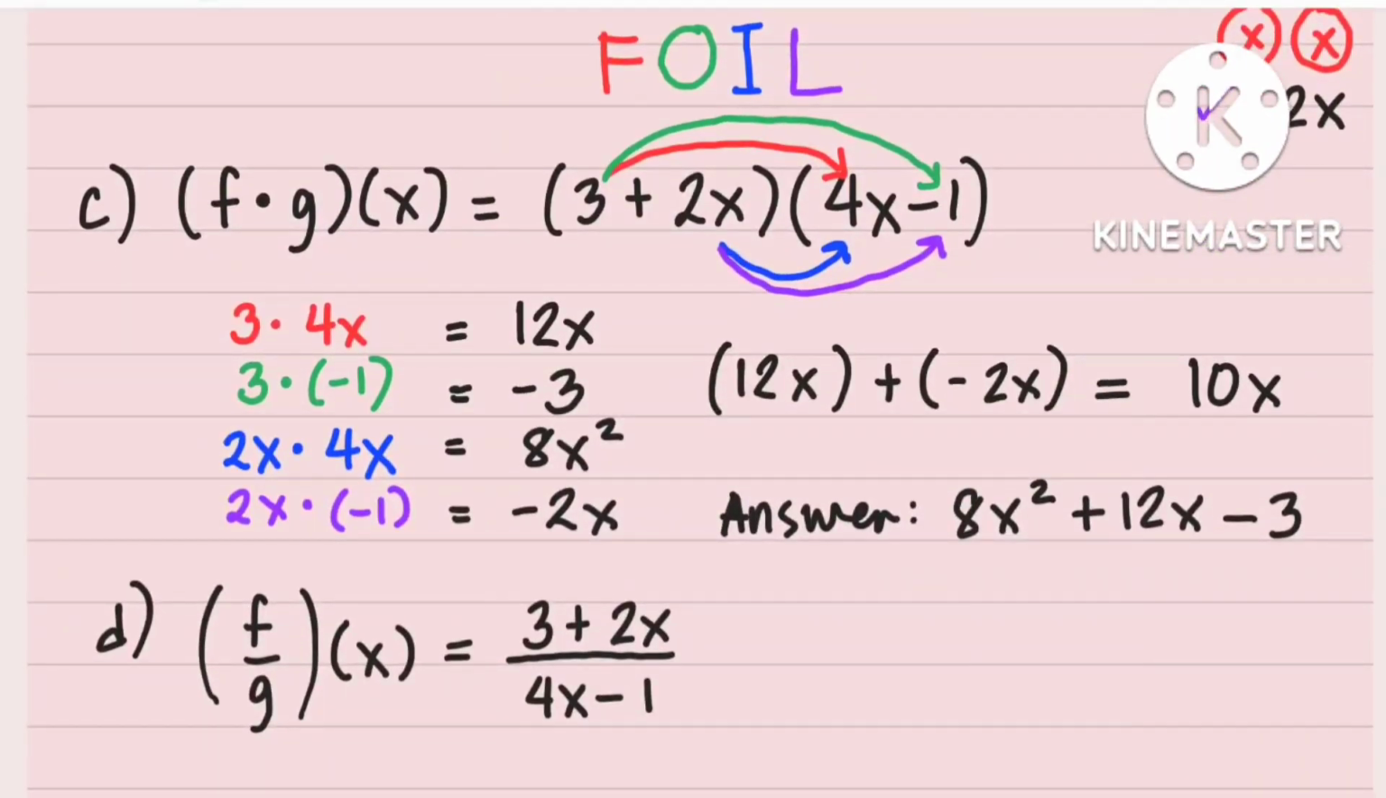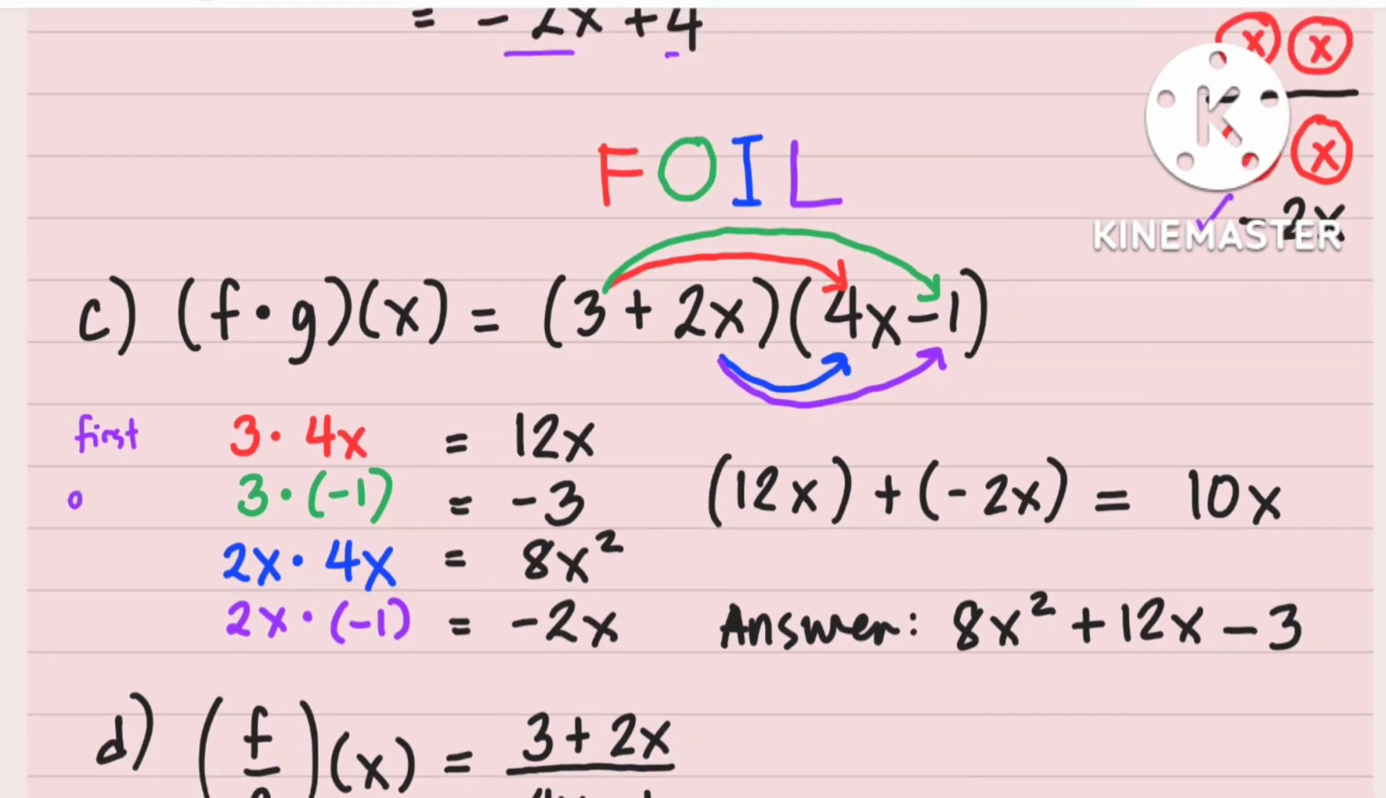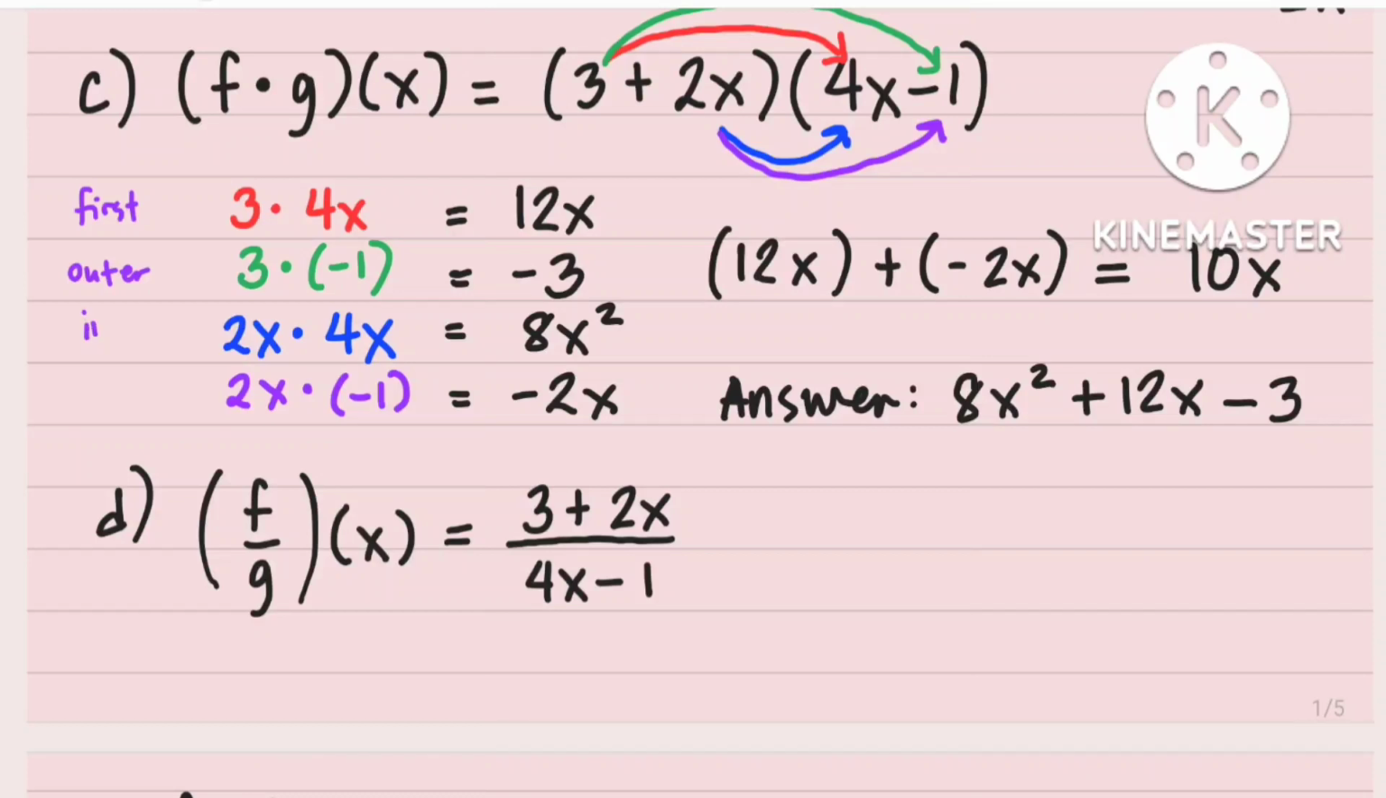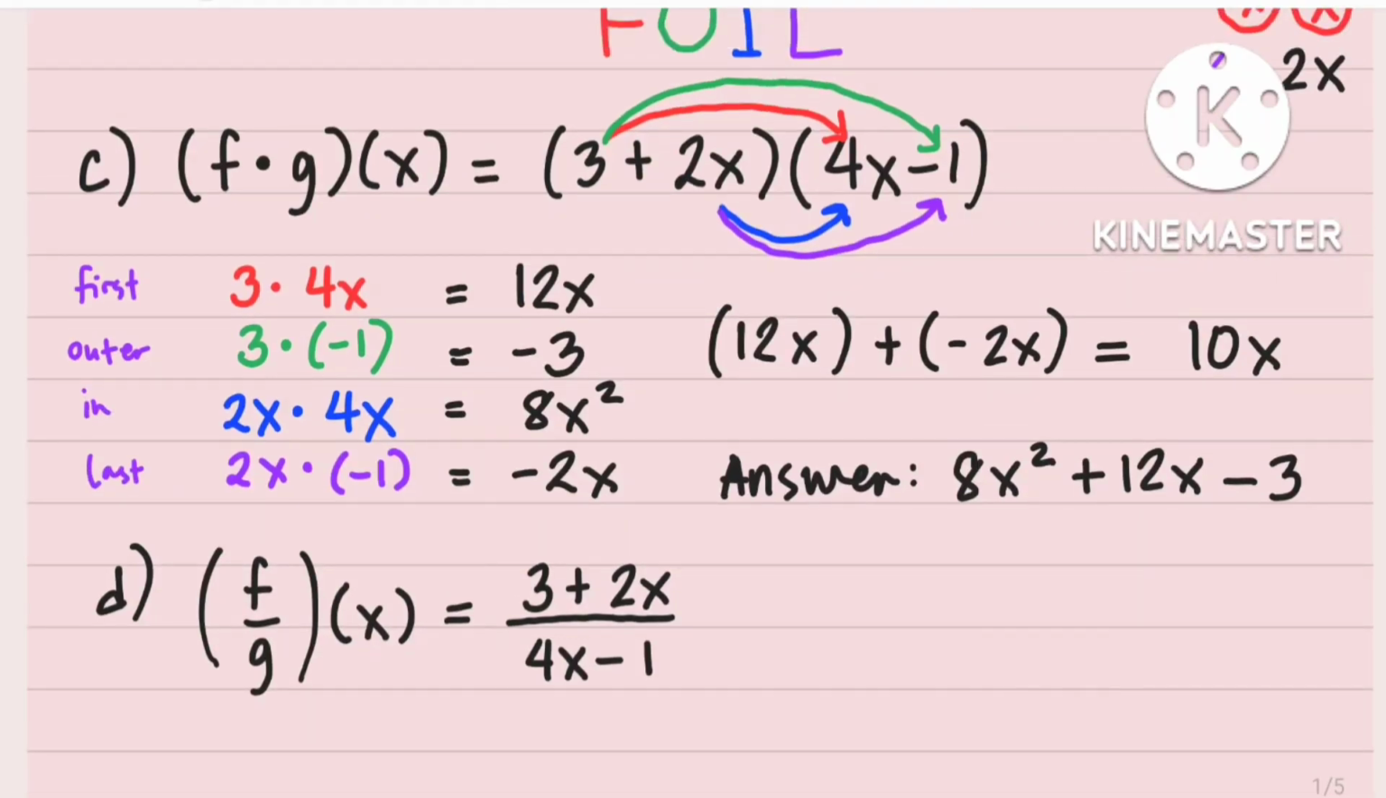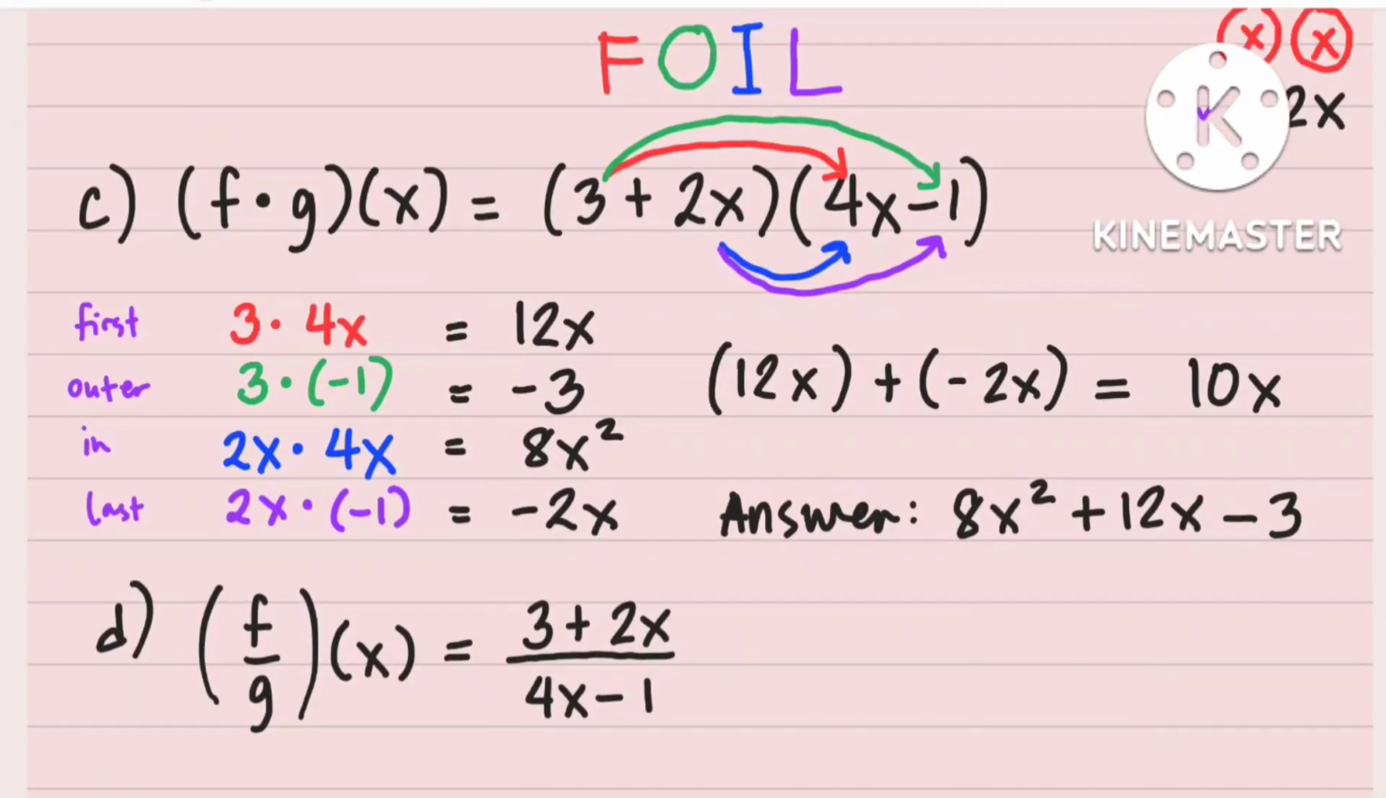This time, we will multiply f and g. And to multiply them, since both are binomial, we will apply the FOIL method. F stands for first, O stands for outer, I stands for inner, and L for last. So for our F, we will multiply 3 and 4x. Look at the red arrow. O, we will multiply 3 and negative 1. Green arrow. I, 2x and 4x. Blue. L, 2x and negative 1.